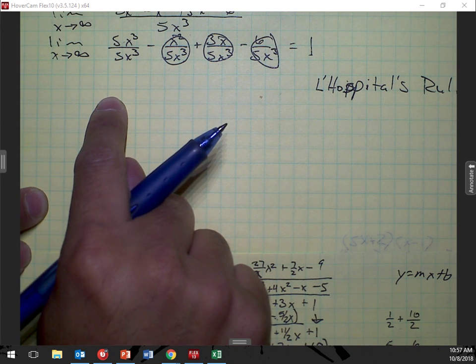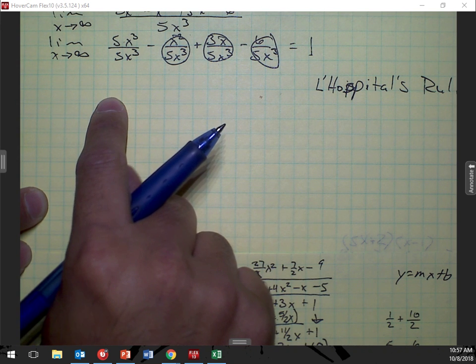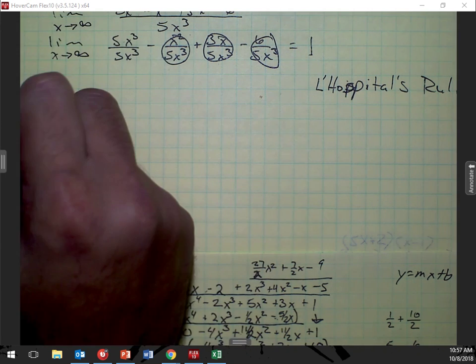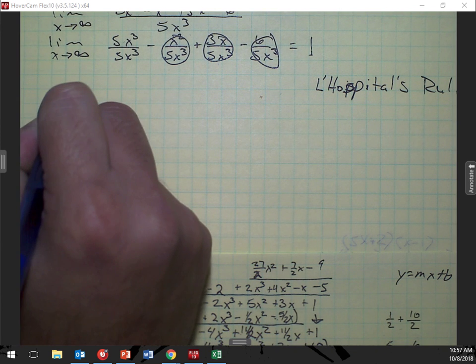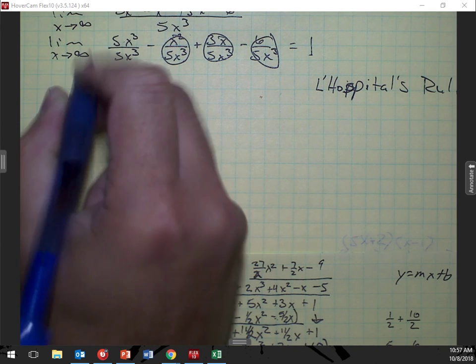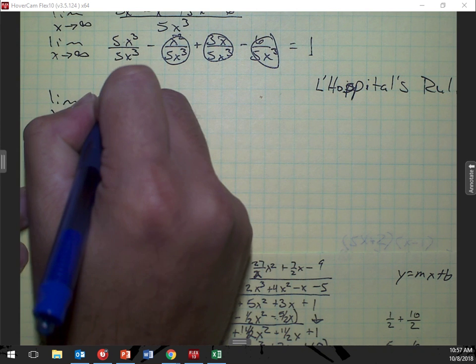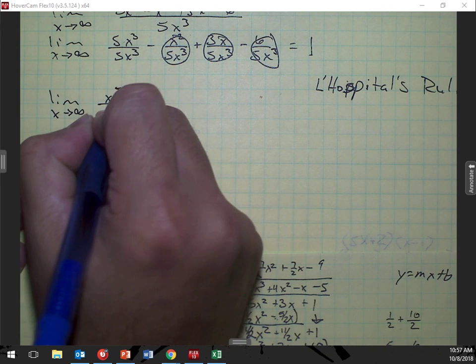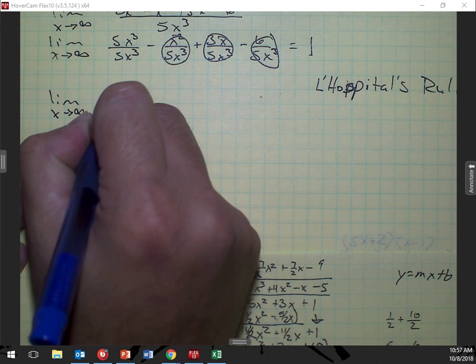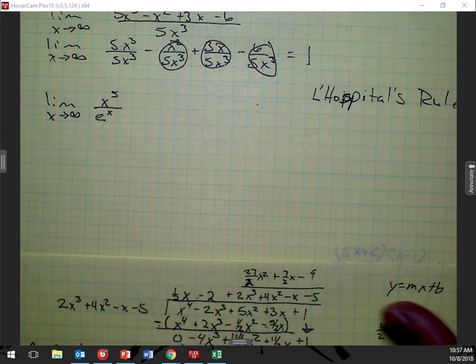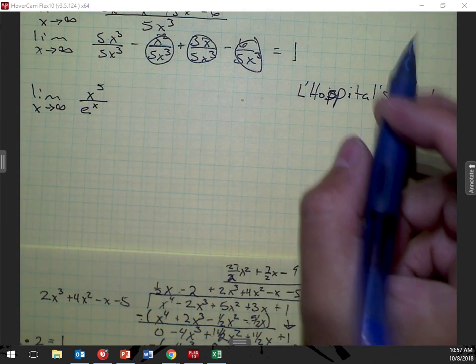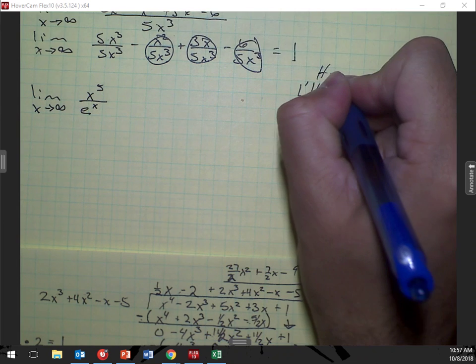Okay. Hey, listen up. I'm trying to teach it to you right now. So we're taking the limit as x approaches infinity of x to the 5th over e to the x. Now, for L'Hopital's rule, it's L'Hopital.